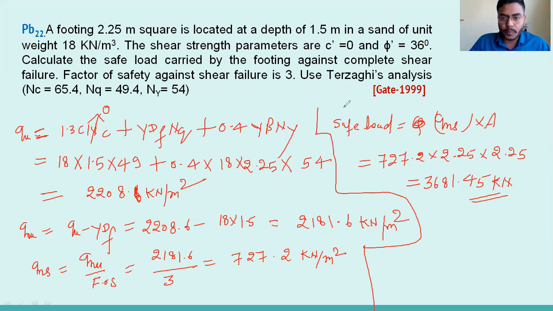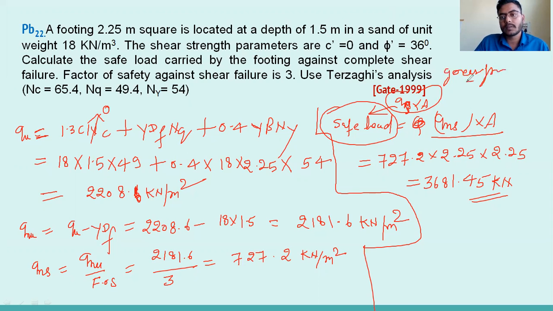So do not confuse safe load and total safe load. Whenever the question mentions total safe load, we have to go for QS into A. When it mentions safe load, then go for QNS into A. In the previous question, it was written gross pressure. For gross pressure or total safe load, in both cases you will go for QS. Right?